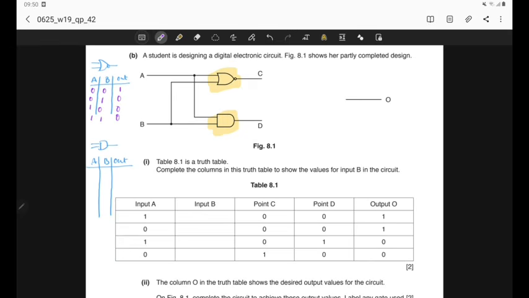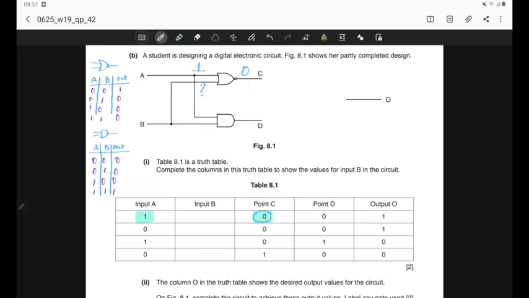Likewise for AND gate, when the inputs are 0, 0, the output will be 0. When input is 0, 1, the output will be 0 again. When the input is 1, 0, the output will be 0. When the input is 1, 1, the output will be 1. Now let us look at the truth table. Here input at A is 1 and the output at point C is 0. So let's check. At A the input is 1, at B we don't know, but at C we are getting 0.